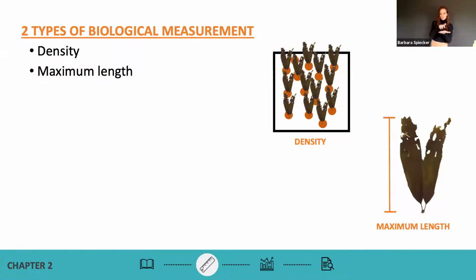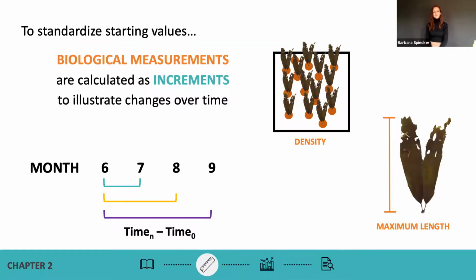Every month, I measured 2 biological variables, kelp density, as well as the length of each individual kelp thallus within each plot. After taking those biological measurements, what I did was convert them into increments because each plot had different starting values. So for example, one plot started with, say, a density of 5, and another plot had a density of 10. So those different starting values made it difficult to compare effects among treatments over time.